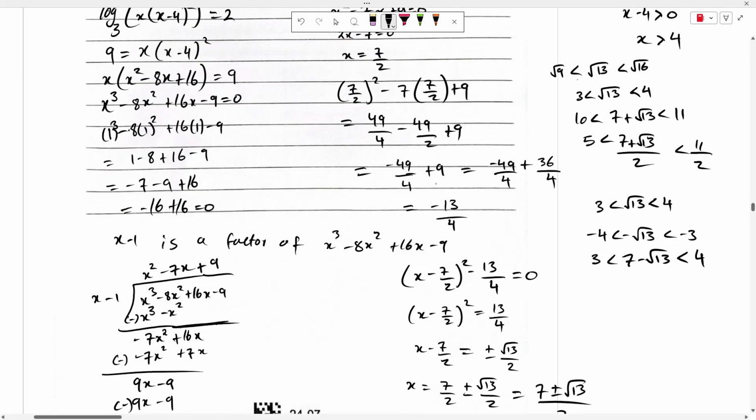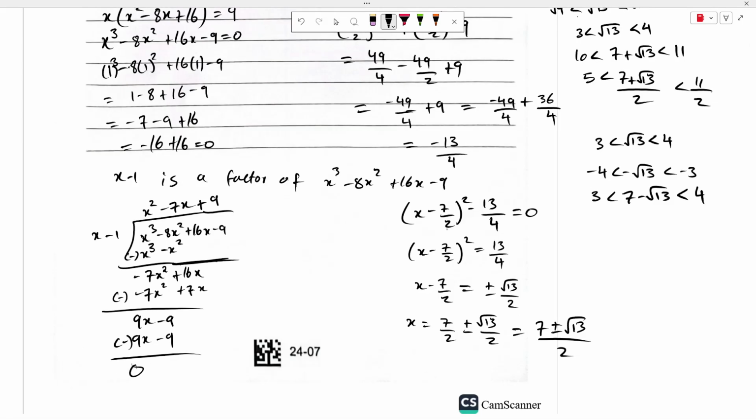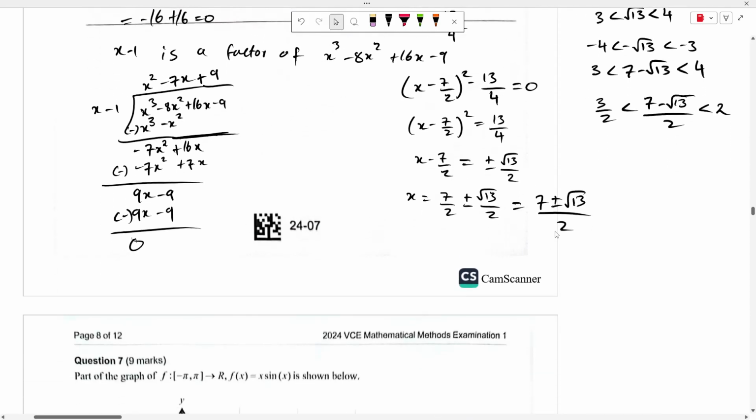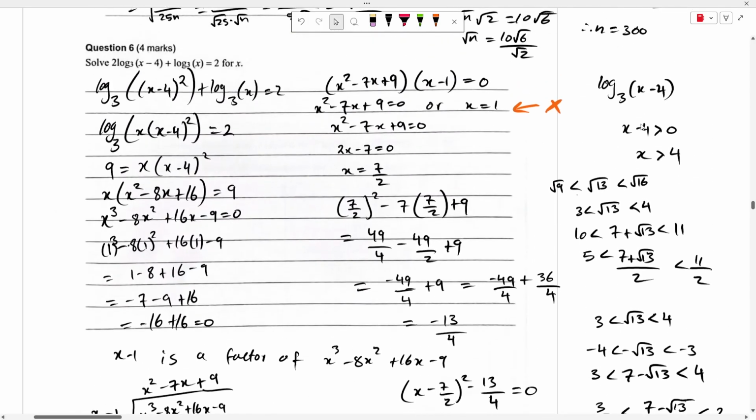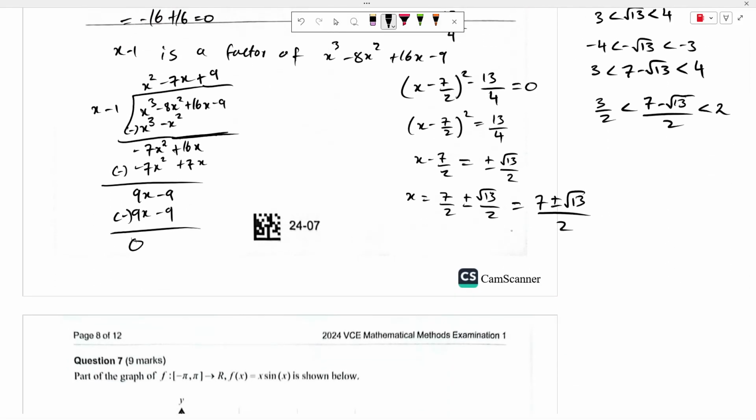Four. Okay, and then dividing by 2, we're going to get this. So 7 minus root 13 on 2 is between 1.5 and 2. That is clearly less than 4, right? So that's not satisfying our condition.